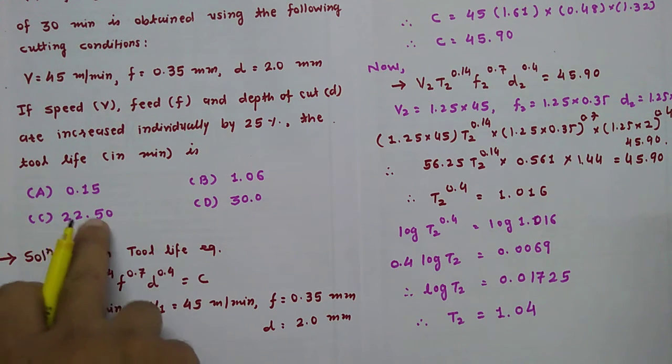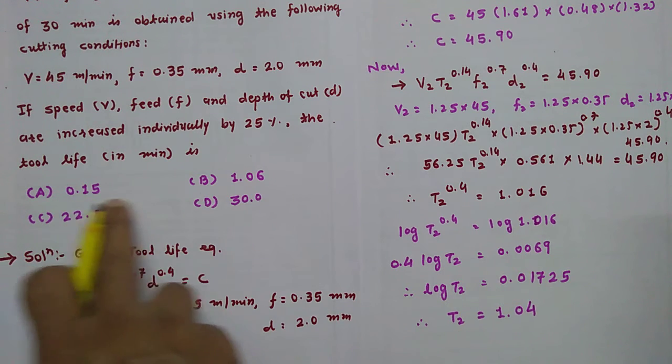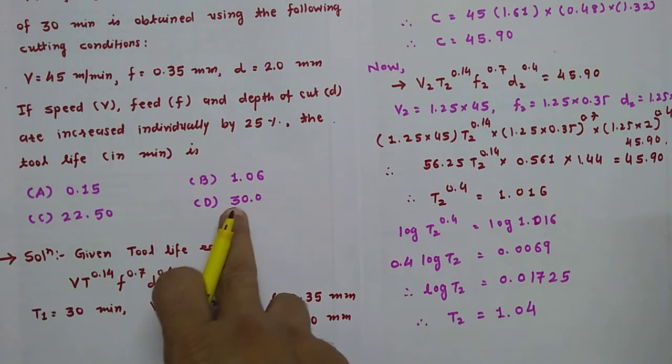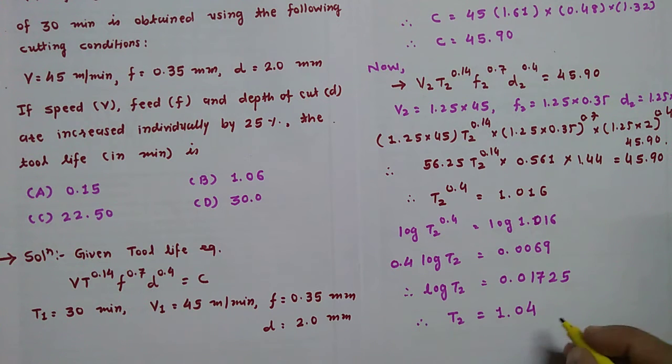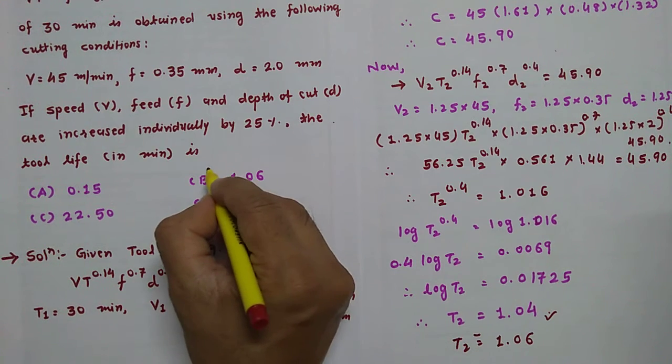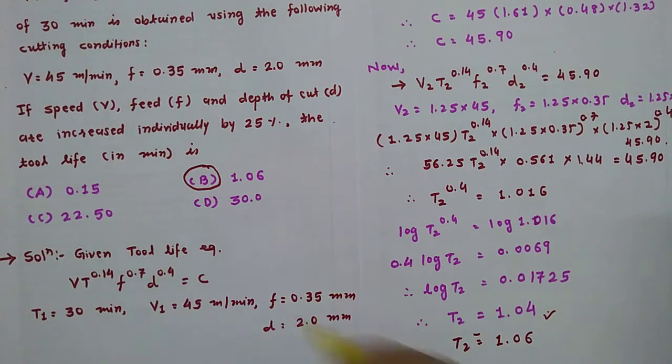In the data, the options are 0.15, 1.06, 22.50 and 30.0. So it is near about answer number B. So you can take T2 is equal to 1.06. Okay, so your answer is 1.06. So the tool life is 1.06 minutes.